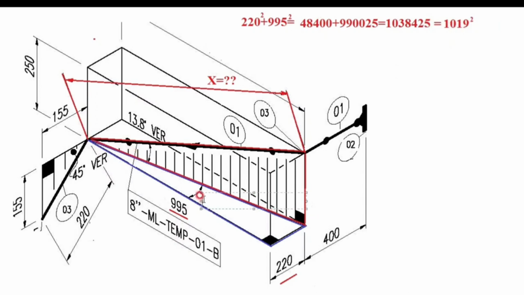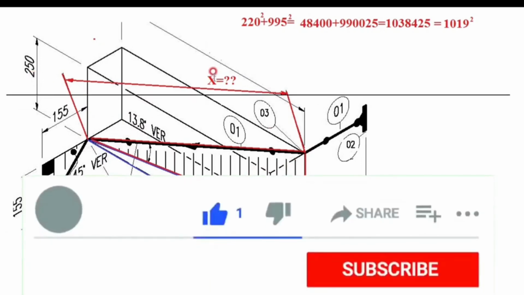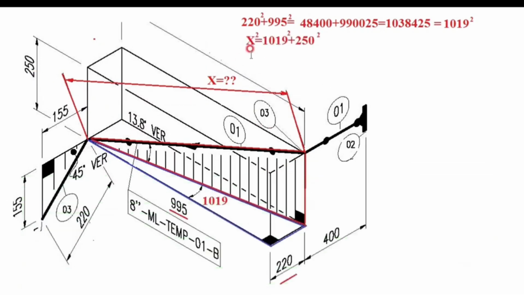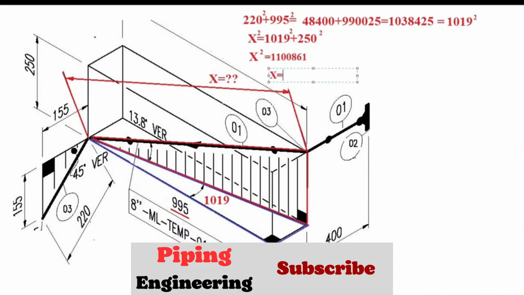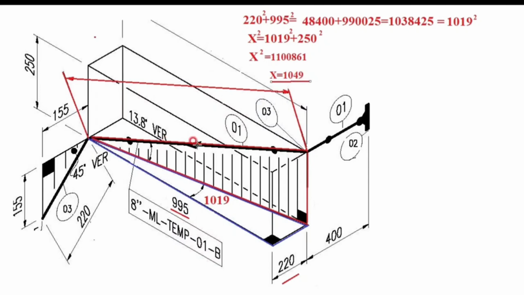And at the same time, 1019 is the cathetus of the red triangle. The length of one side of the red triangle is 1019, and the length of the other side is 250. Using the Pythagorean theorem, the length of the hypotenuse of the red triangle can be calculated. The square of the hypotenuse of the red triangle will be equal to the sum of the square of 250 and the square of 1019. We calculate and find that the length of the hypotenuse of the red triangle will be 1049, and at the same time this measurement is the distance from the center of the elbow to the center of the elbow that we were required to find.